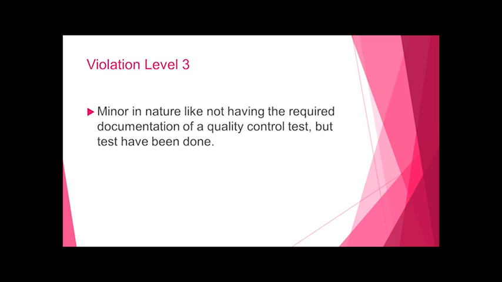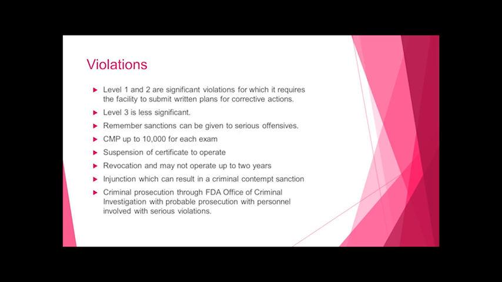Violation level number 3 is the most minor. It's minor in nature, like not having the required documentation of QC test. Even though you probably did it, you just can't prove it, or it's missing. You just need to reprint it when they're looking at the annual inspection. So level 1 and 2 are significant violations, which require a facility to submit written plans for corrective actions. How are you going to fix this? So you have to write out a plan, say, okay, this is what we're going to do so it doesn't happen again. Level 3 we know is less significant.